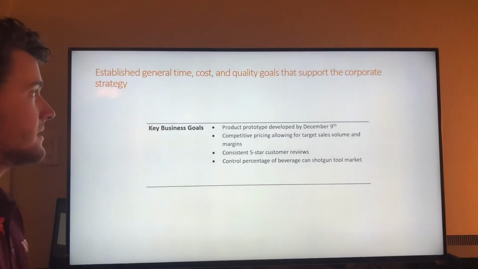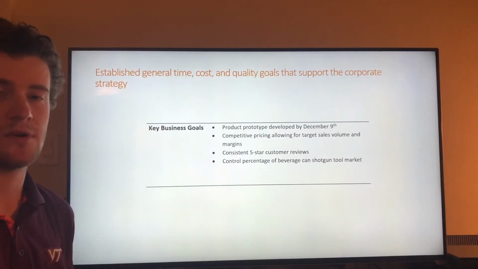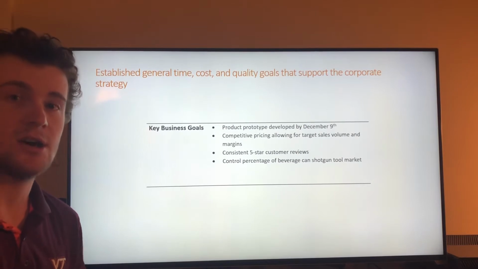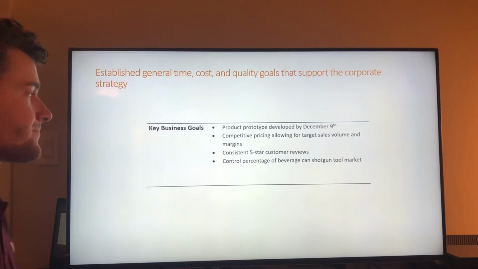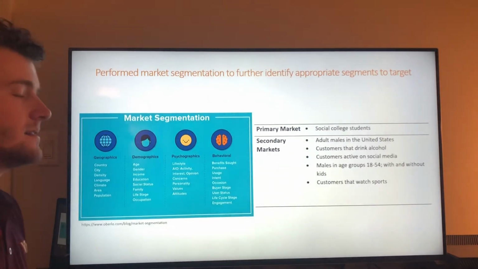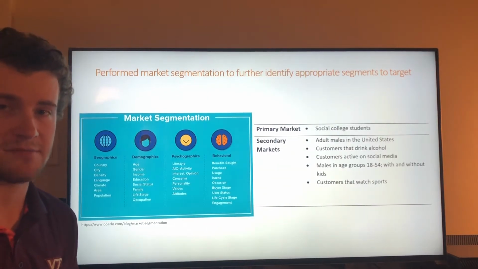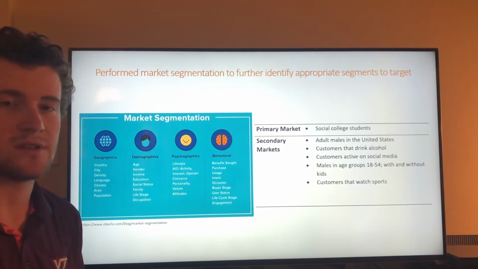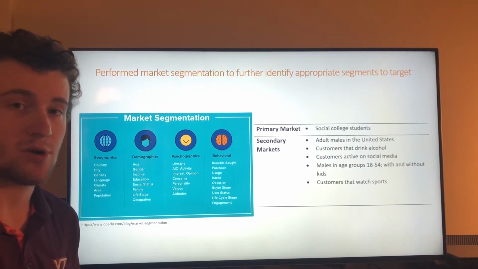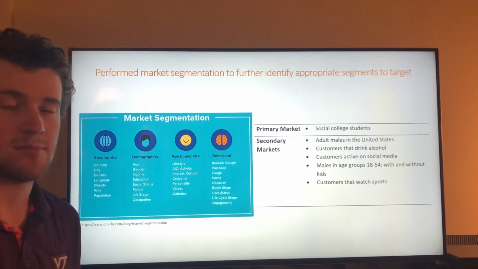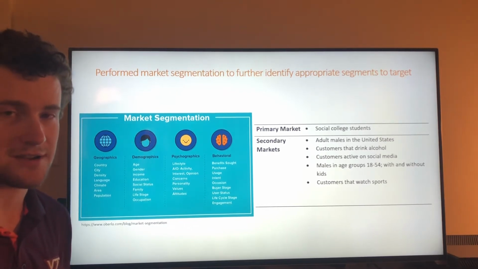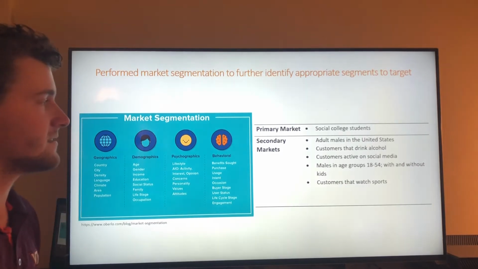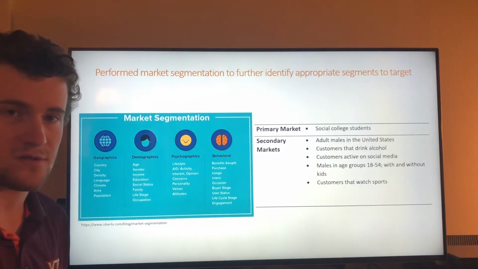Once you've determined what the product does, it's very important to determine its key business goals and ultimately what you want the product to do and how successful it should be on the market. After this, market segmentation becomes very important. It is always very important to determine your primary and secondary markets and figure out how to best suit your product towards them. The primary market for ACSD is social college students who enjoy shotgunning. And the secondary market involves all sorts of people who drink.